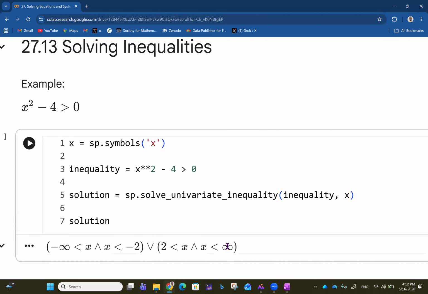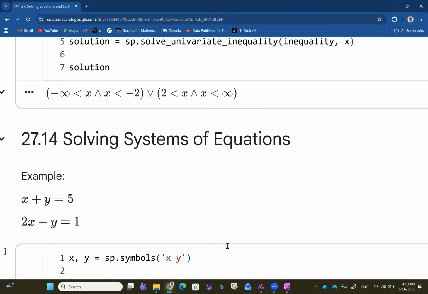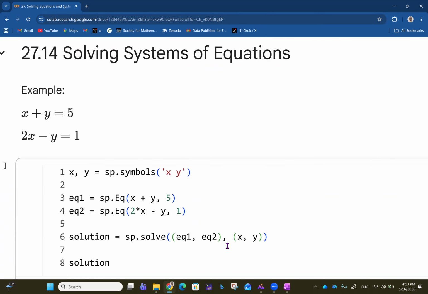That's how you get the solution to x squared minus 4 greater than 0. So if you want to get more of the theoretical understanding, you can check my playlist on polynomial equations.